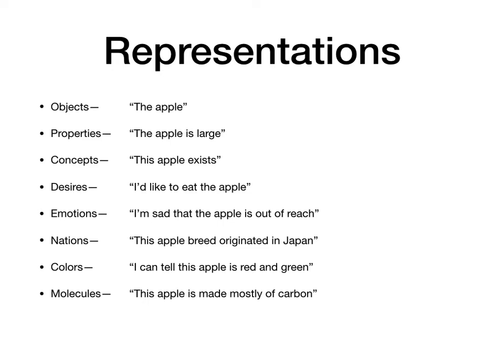Our emotions come into play a lot. There's a lot more to emotional states than just their abstract representation, but we understand emotions in this representative way. I can know that I am sad that the apple is out of reach. Nations are a concept. They are an idea that you typically agree on. Hey, we're all in this nation, but this apple breed originated in Japan. Colors, which are tricky because it's hard to describe a color, but yet we can still store knowledge about it. I can tell that this apple, I'm describing a Fuji apple, is both red and green.